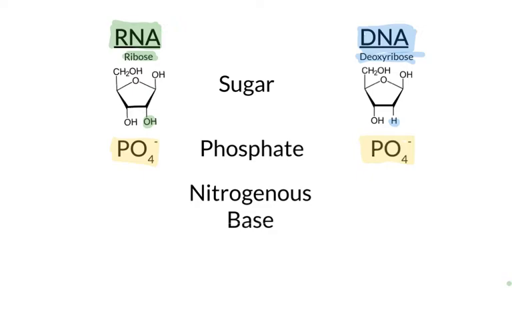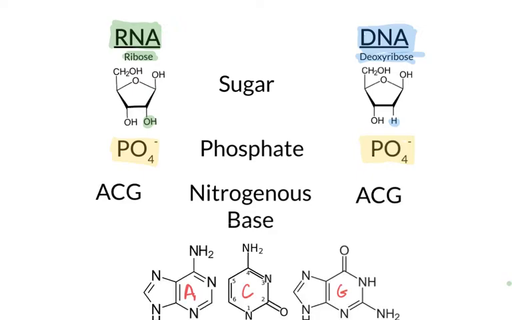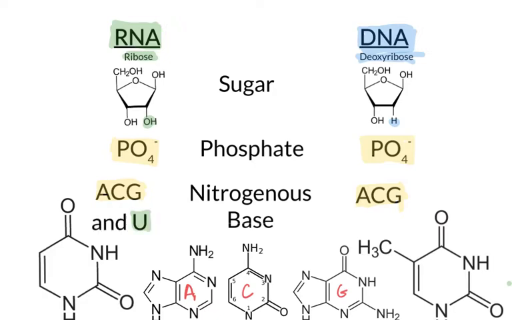Both RNA and DNA have adenine, cytosine, and guanine. But where we see a difference, RNA has uracil and DNA has thymine. So that is a difference. We find uracil only in RNA, and we find thymine only in DNA.